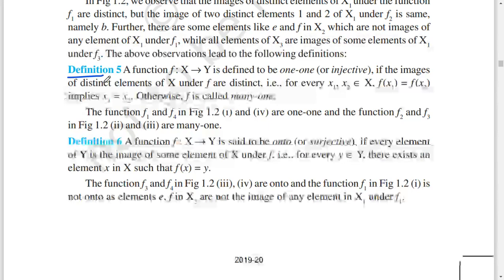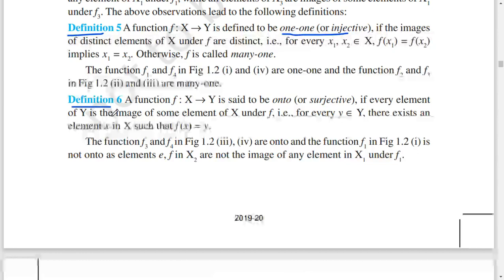Definition 5. A function f from X to Y is defined to be one-one or injective if the images of distinct elements of X under f are distinct, that is, for every x1, x2 belonging to X, f(x1) equal to f(x2) implies x1 equal to x2. Otherwise f is called many-one. The functions f1 and f4 in figures 1 and 4 are one-one, and the functions f2 and f3 in figures 2 and 3 are many-one.